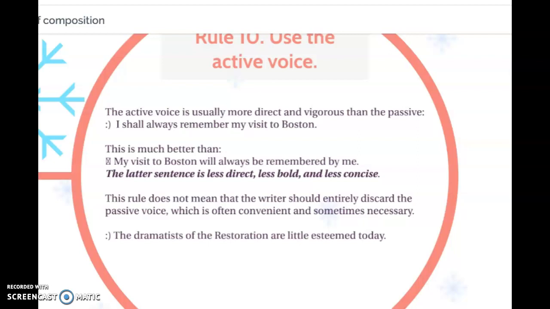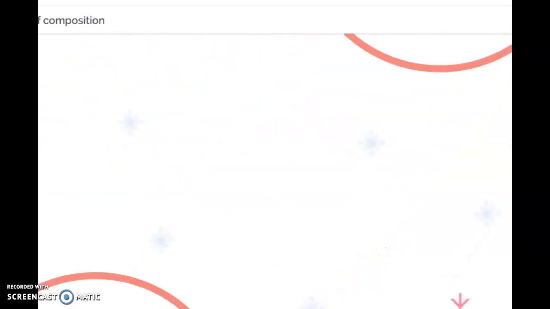It doesn't mean that you should discard the use of the passive voice. Sometimes it's just not convenient, but sometimes it is. For example, saying, the dramatists of the Restoration are little esteemed today. Okay, but always try to prefer writing in active voice.